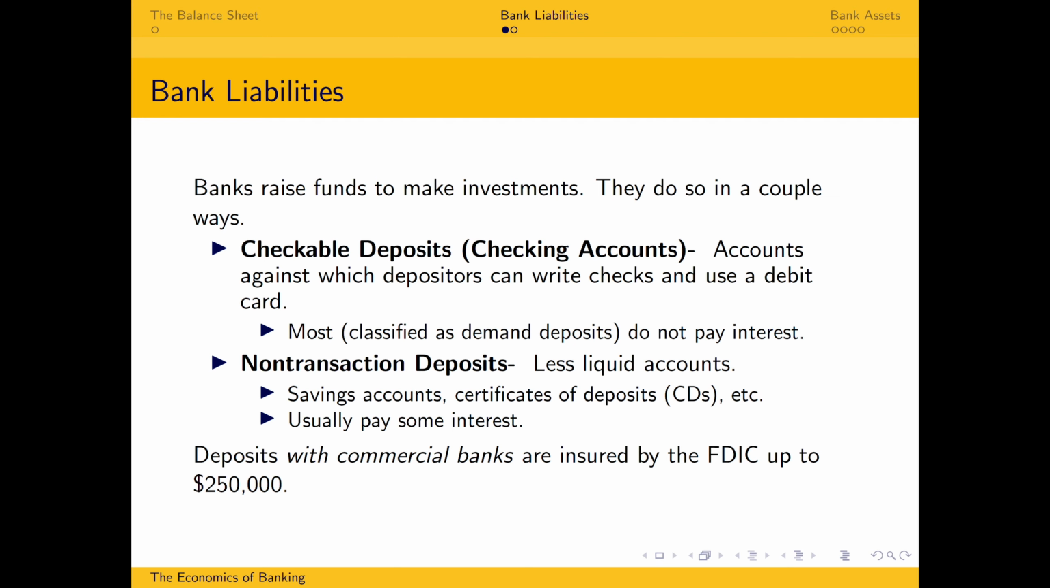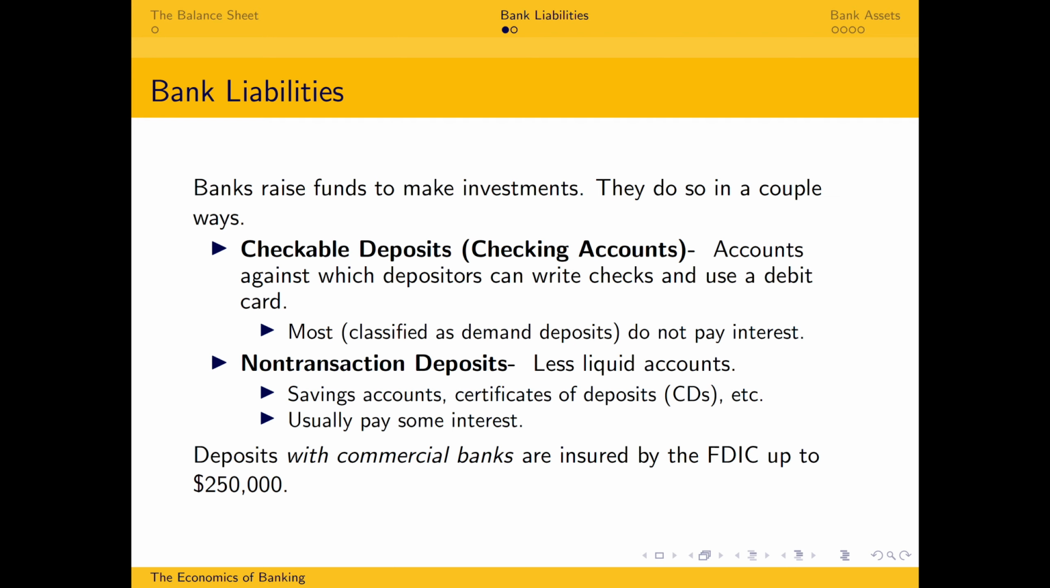And they do it really in two main ways: through checkable deposits, which we know as checking accounts, which are accounts in which depositors can write checks and use a debit card from. So if any of you have a debit card, you probably have a checking account. And most of these checkable deposits do not pay interest.